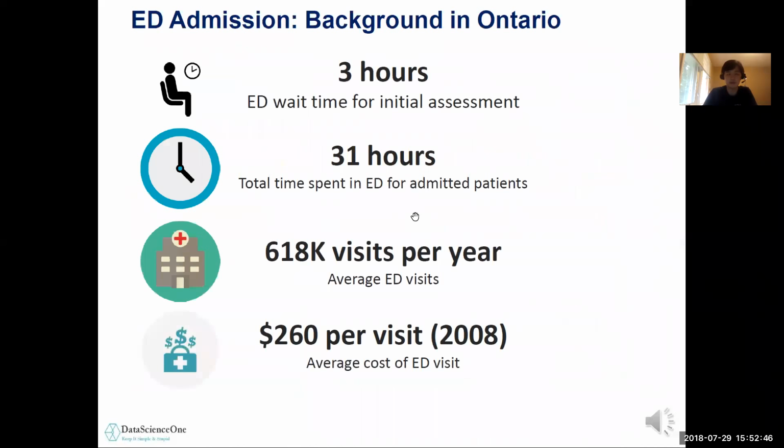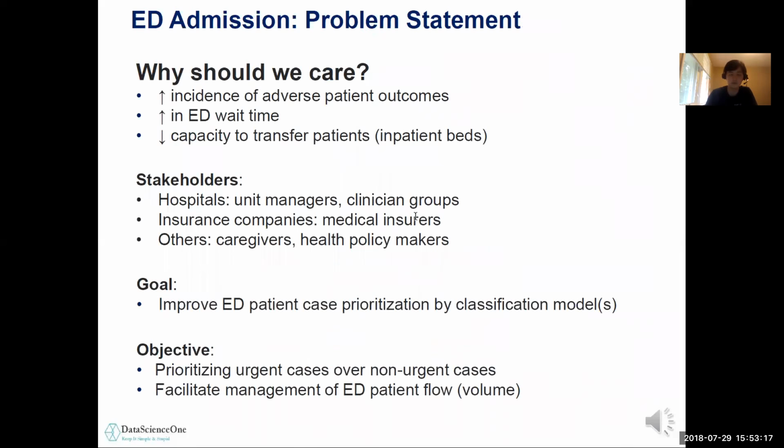Let me talk about the ED admission background in Ontario in 2017. The usual ED wait time for initial assessment is 3 hours. The total time spent for an ED admitted patient is around 31 hours. On average, emergency department visits annually are around 618,000. Finally, the average cost of a single ED visit is around $260 per visit, based on 2008 figures. So why should we care about this problem?